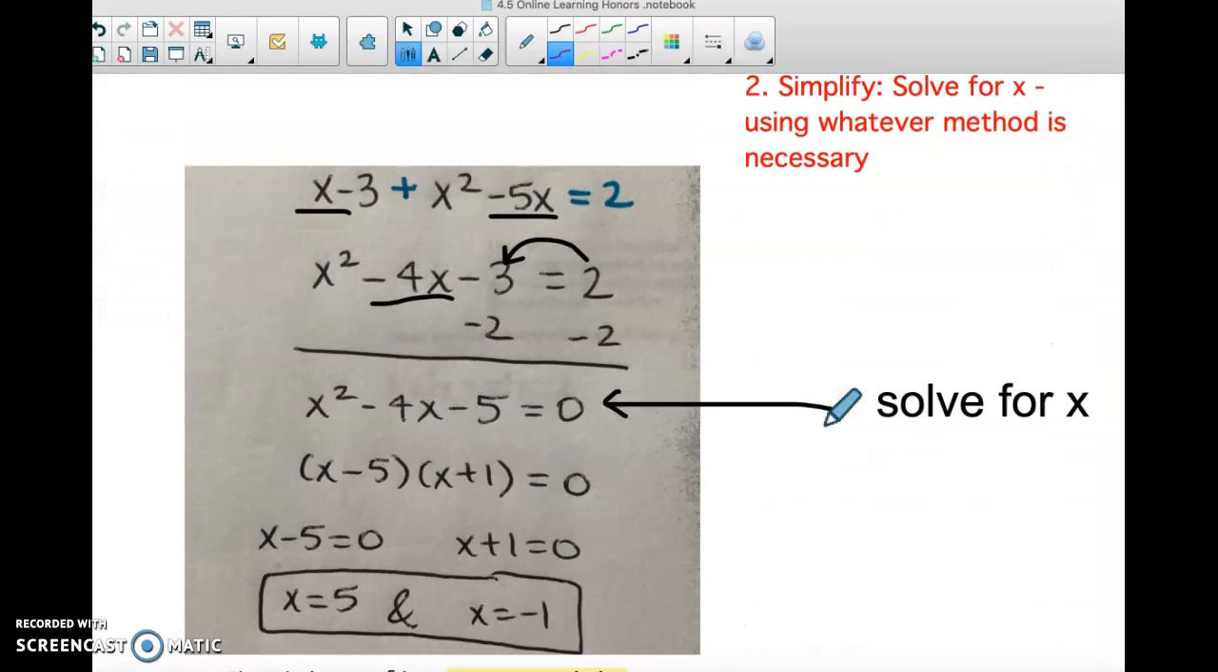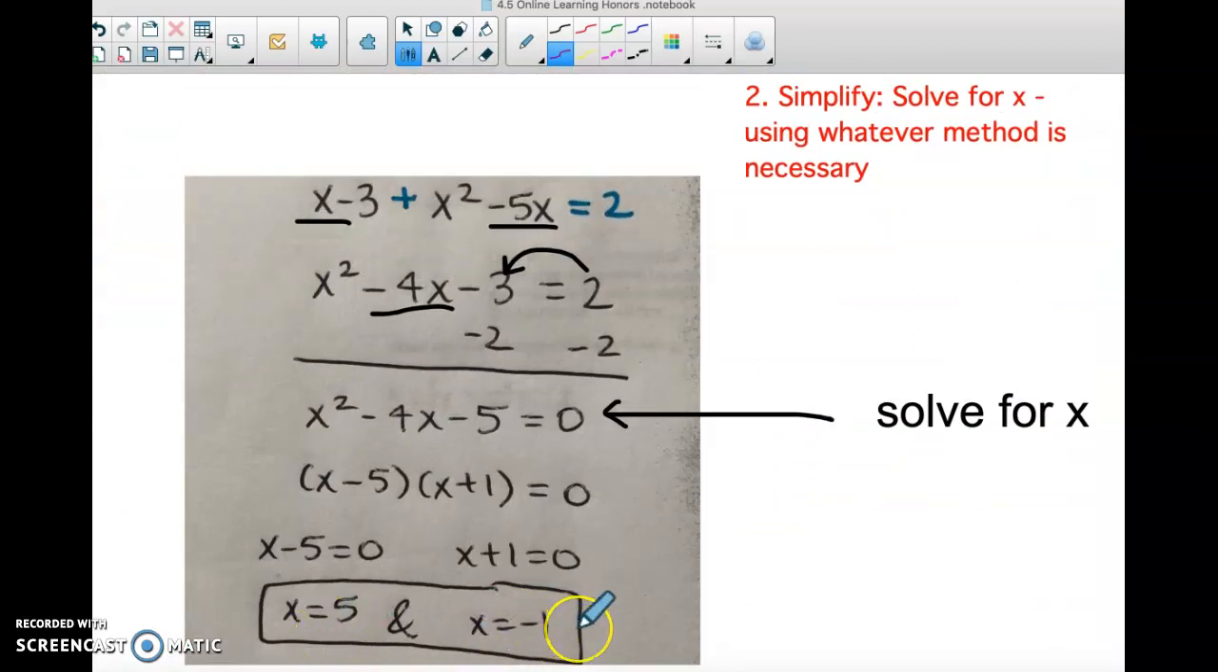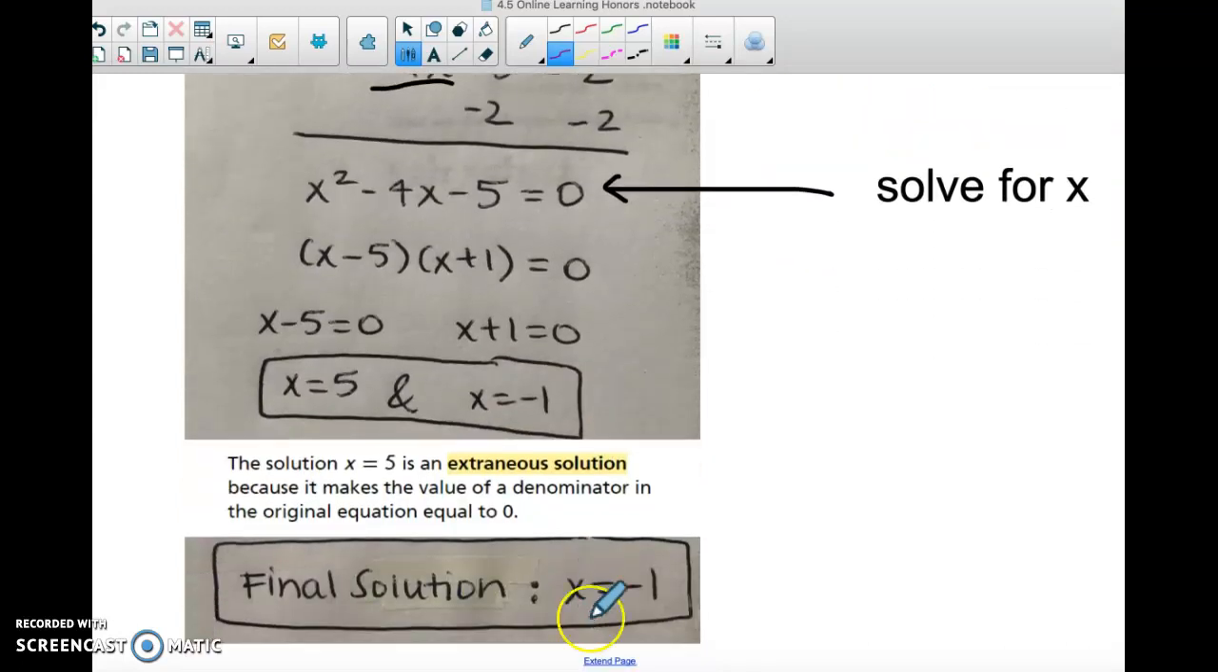But I just said x equals 5 and x equals negative 1. Okay, so I actually only have one answer, the negative 1, because x equals 5 is what we call, it's just extra, right? See that word right there? It's an extraneous solution, okay? X equals 5 is not my final solution. X equals 5 is called an extraneous solution, vocab, because it makes the value of the denominator in my original equation 0. Going back and looking at my domain, okay?